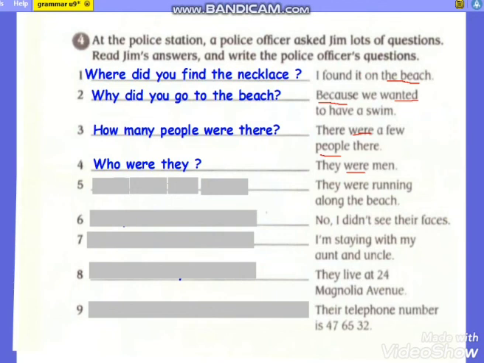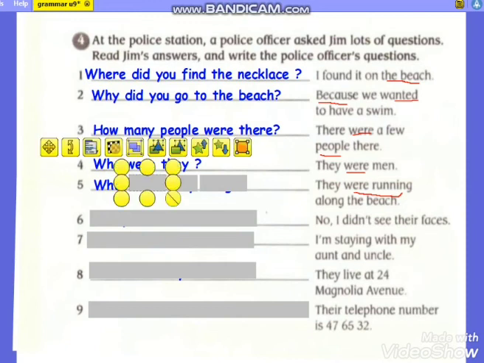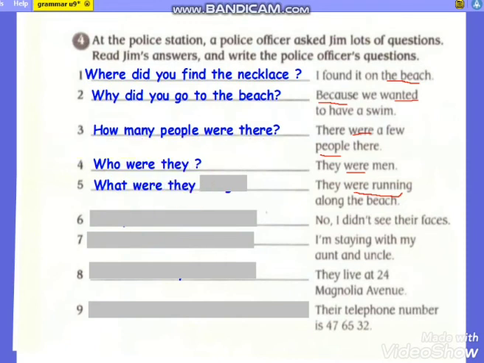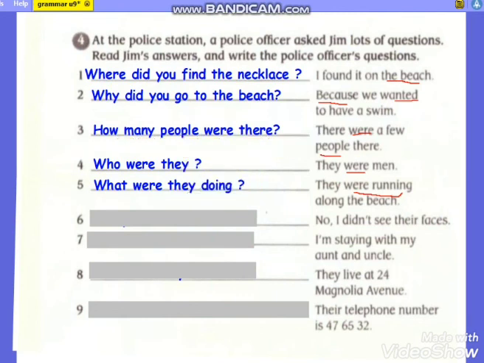They were running along the beach. The answer is they were running. So we have to start with what. Excellent. And the helping verb is were. The subject is they. So start with what were they. The police officer doesn't know what they were doing. So he must ask, what were they doing? And add the question mark.